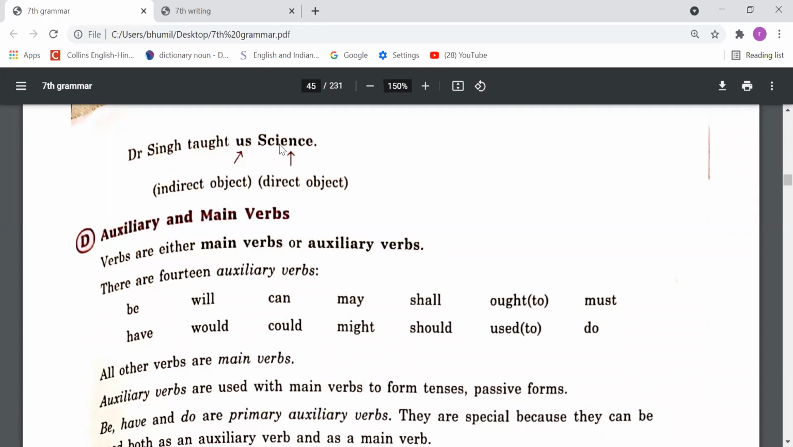And if you put the question with whom, डॉक्टर सिंह ने किसको पढ़ाया? Whom did Dr. Singh teach? So the answer we get is us. So us is the indirect object and science is the direct object.